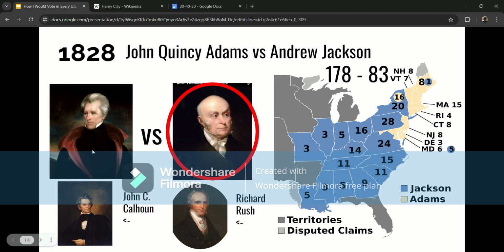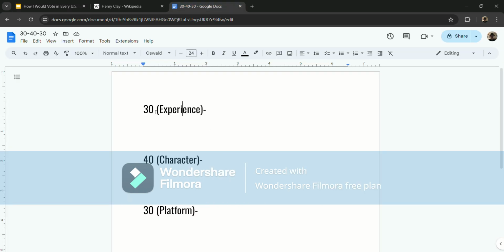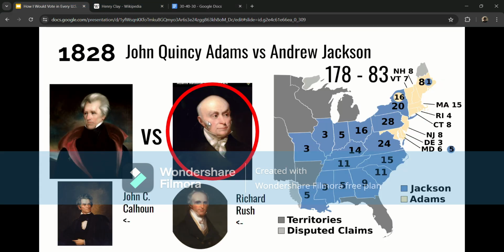I despise Andrew Jackson with a passion. So there is no doubt in my mind whatsoever that I would not have wanted him in office. So I would have reluctantly voted for John Quincy Adams a second time in this election. He just beats Jackson pretty much wholeheartedly when it comes to all of these. Obviously, experience-wise, character-wise, and platform.